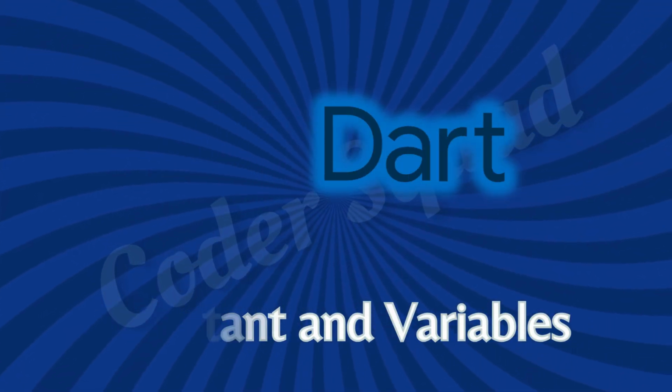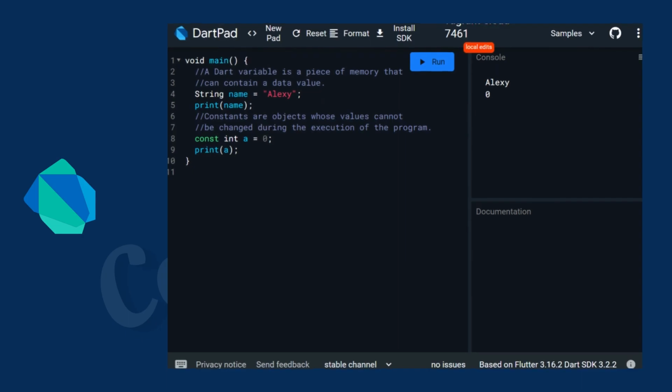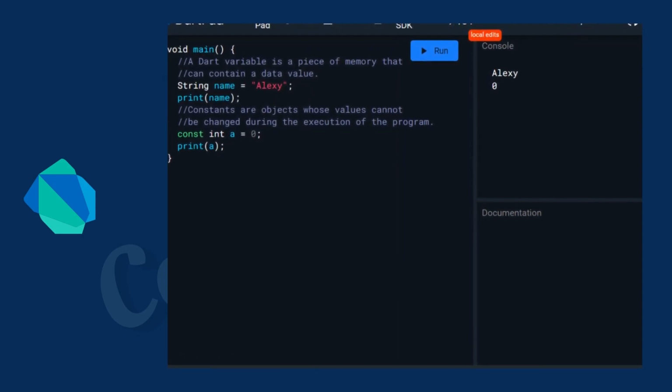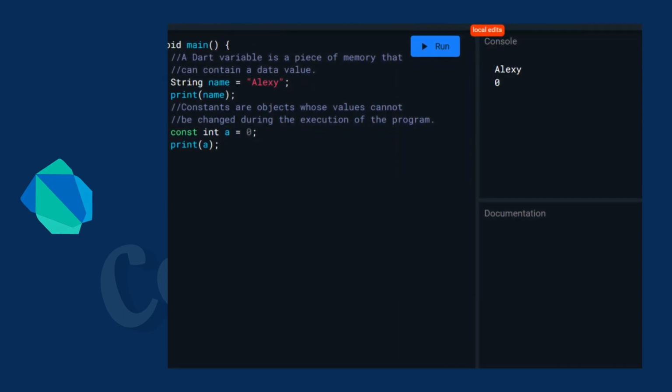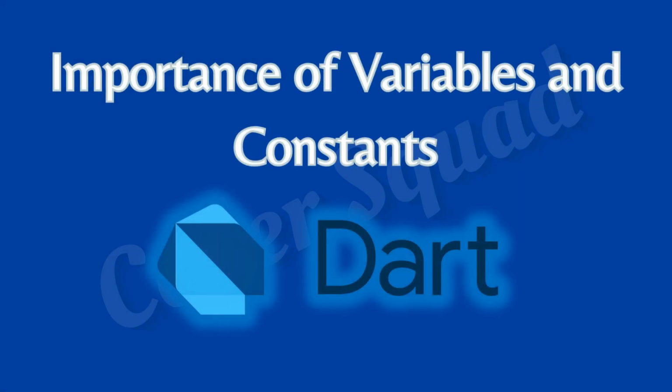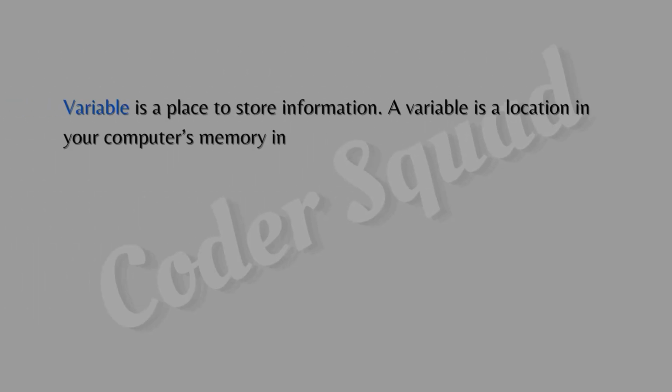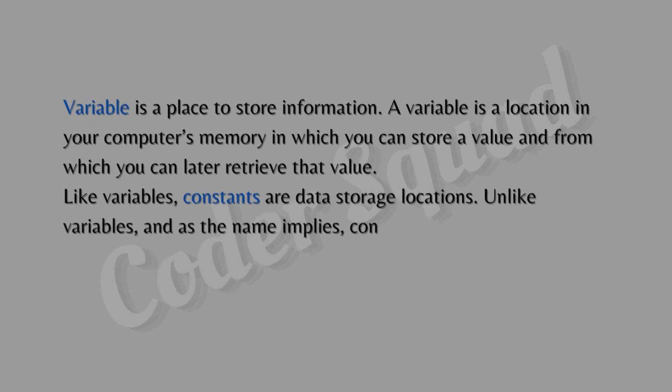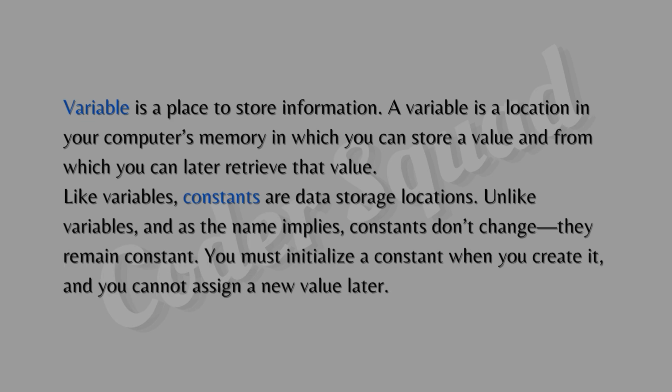Welcome to our lesson focusing on variables and constants in Dart, essential elements in programming that hold and manage data. Variables and constants are crucial components in Dart. They allow us to store, manipulate, and access data throughout our programs, providing flexibility and control.